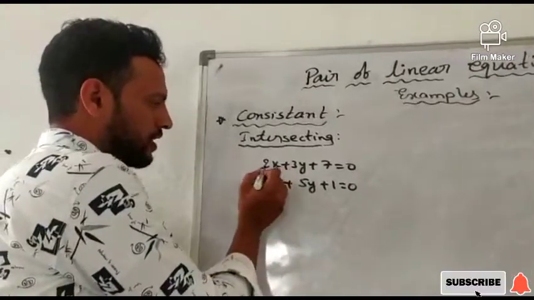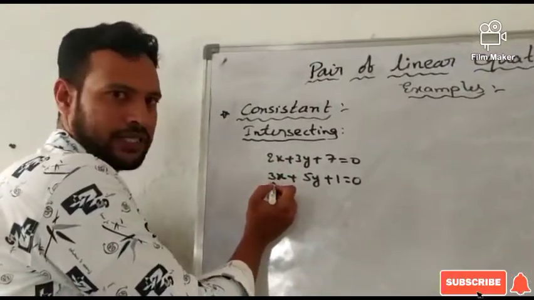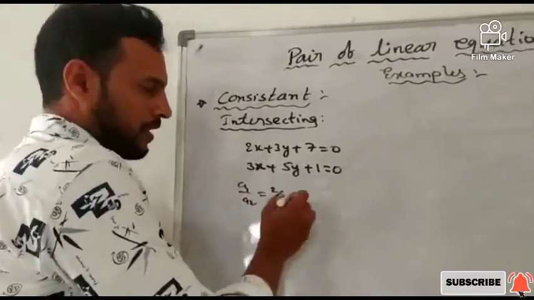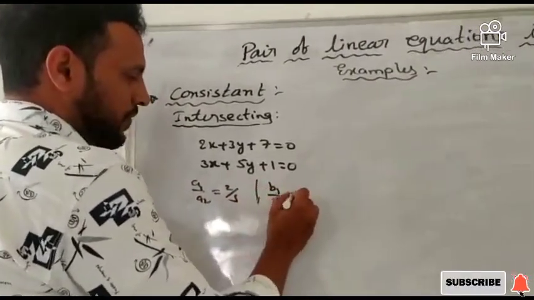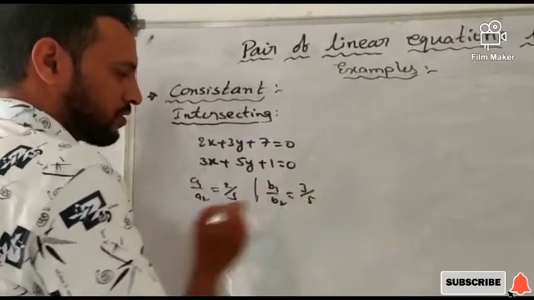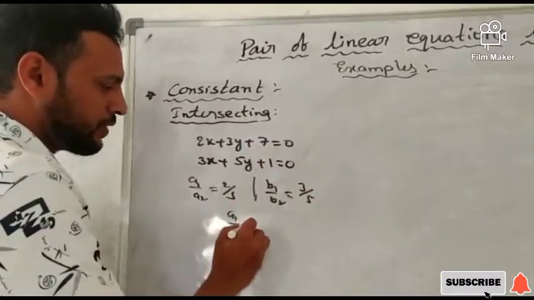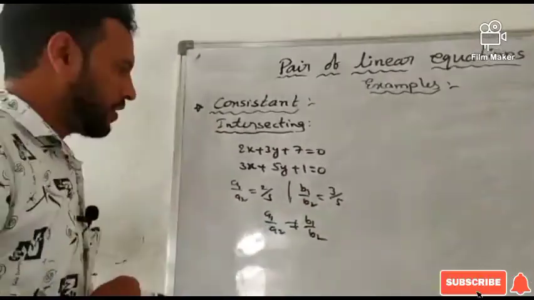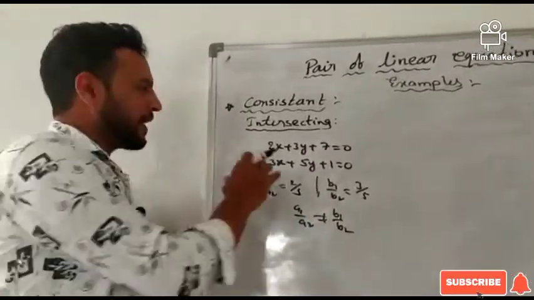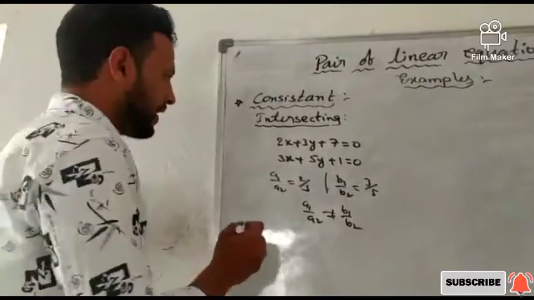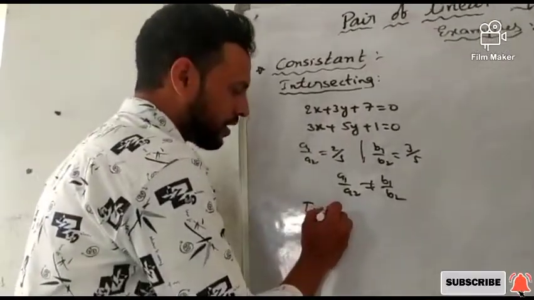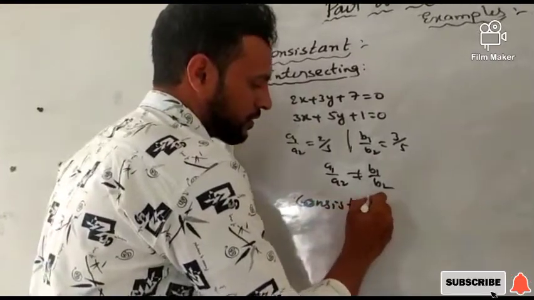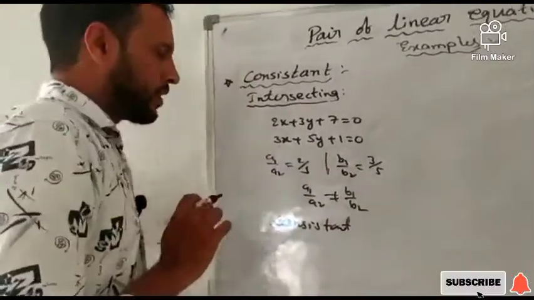How? Here see, coefficient of x is 2 and coefficient of x is 3. So a1 by a2 is equal to 2 by 3, and b1 by b2 is 3 by 5. Both are unequal. a1 by a2 not equal to b1 by b2. Therefore the given pair of linear equations are inconsistent. Sorry, consistent. Okay, consistent. So these are called intersecting lines.